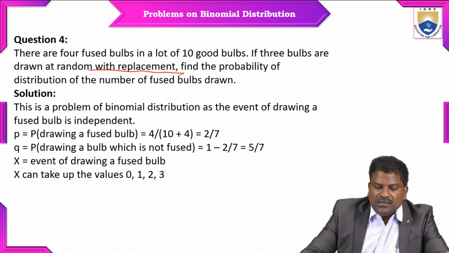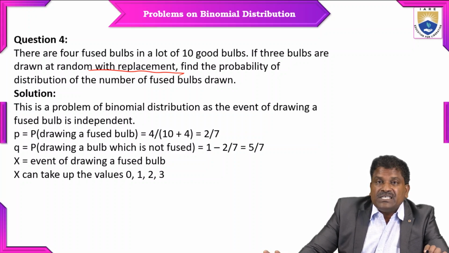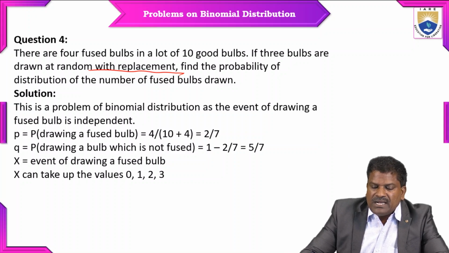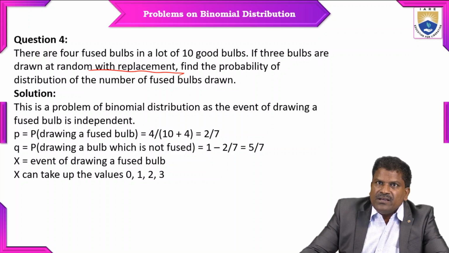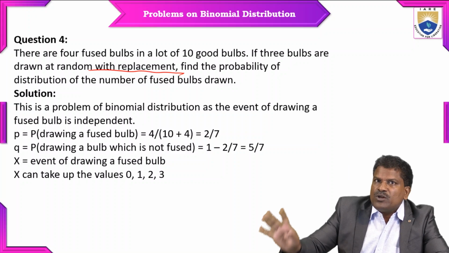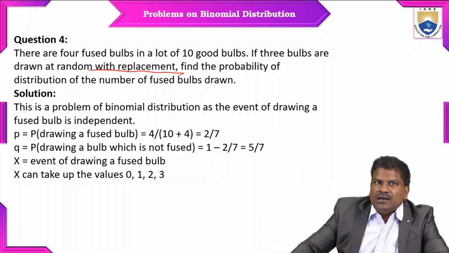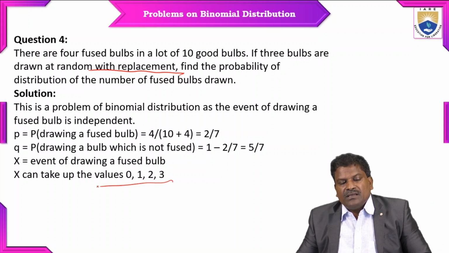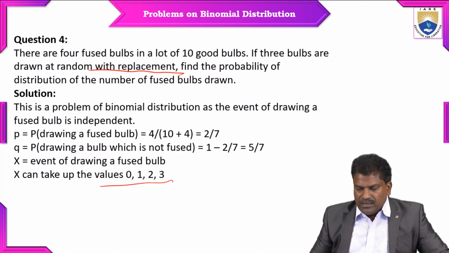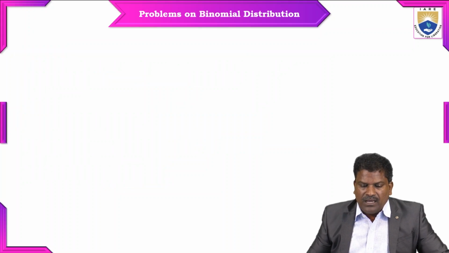Next, Q is P of drawing a bulb which is not fused. It is 1 minus P, 1 minus 2 by 7, it is 5 by 7. Next, X, the event of drawing a fused bulb. That is the event here. Now X can take the values 0, 1, 2, 3, since 3 bulbs are drawn. These are the possible values of X. So now using this data, keep it in our formula and simplify.